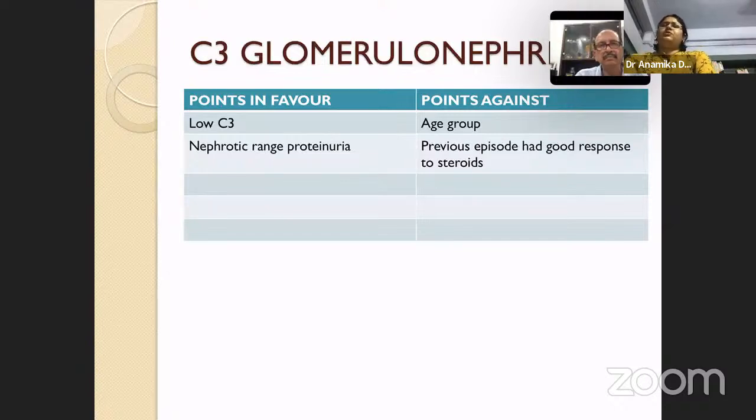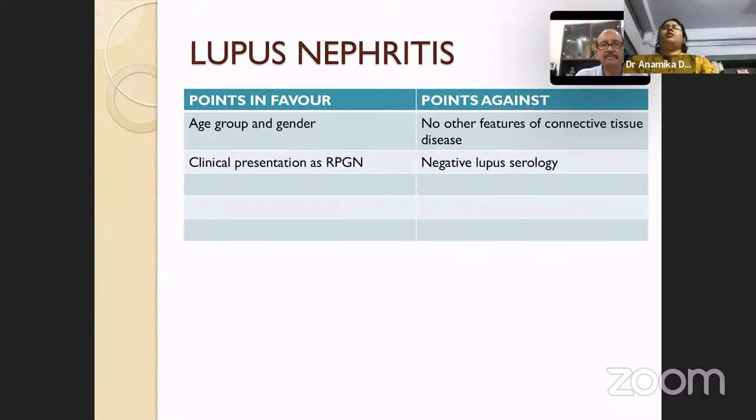Coming to C3 glomerulonephritis, points in favor were the low C3 and nephrotic range proteinuria, but points against were age group and the previous episode in which she had a similar presentation, it had a good response to steroids. Coming to lupus nephritis, again, age group and gender was in favor of the diagnosis, and also the clinical presentation, which may be seen in lupus nephritis class 4. However, there were no other features of connective tissue disease, and lupus serology was negative.